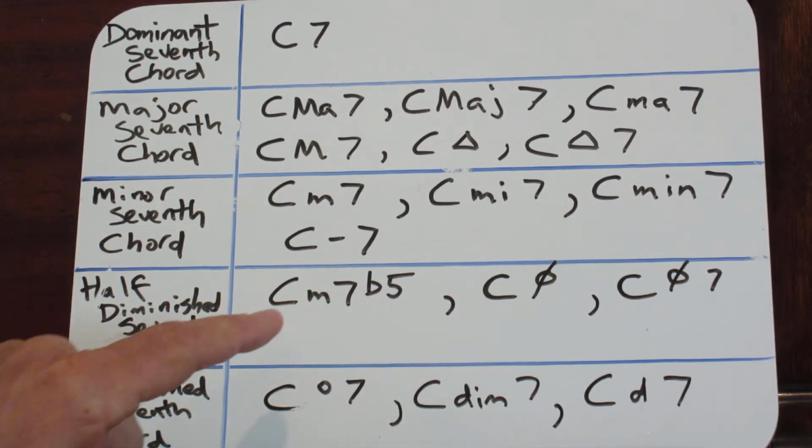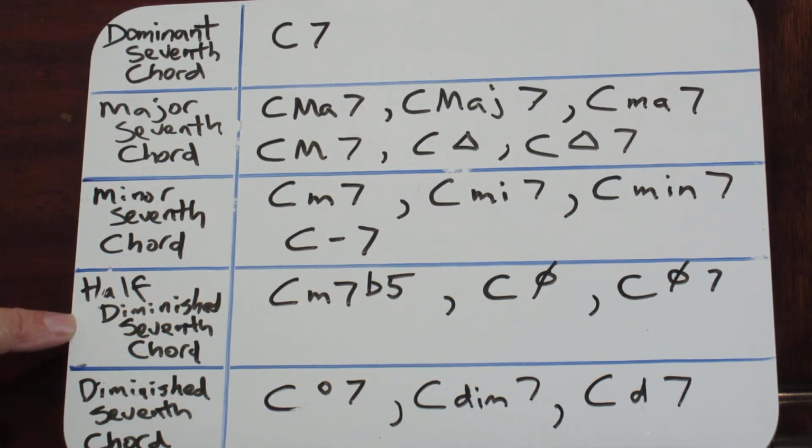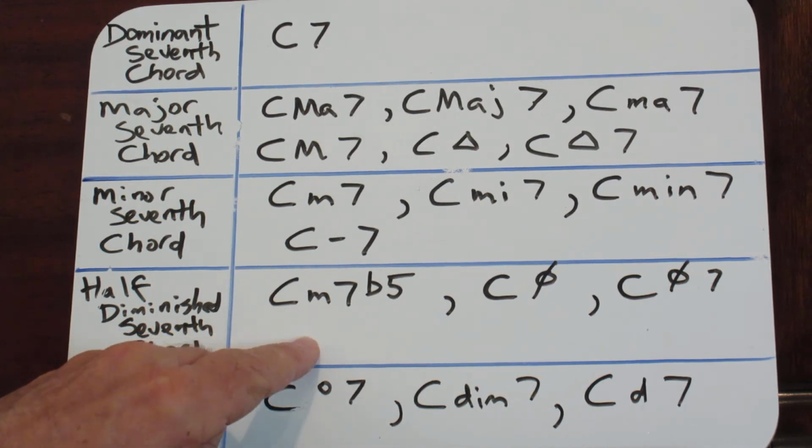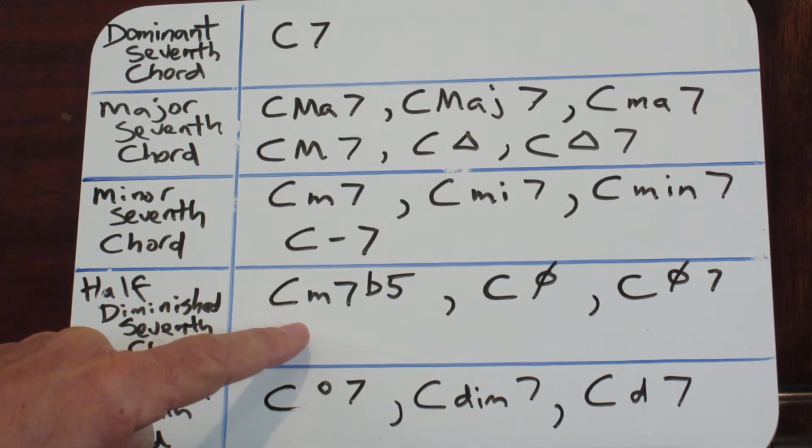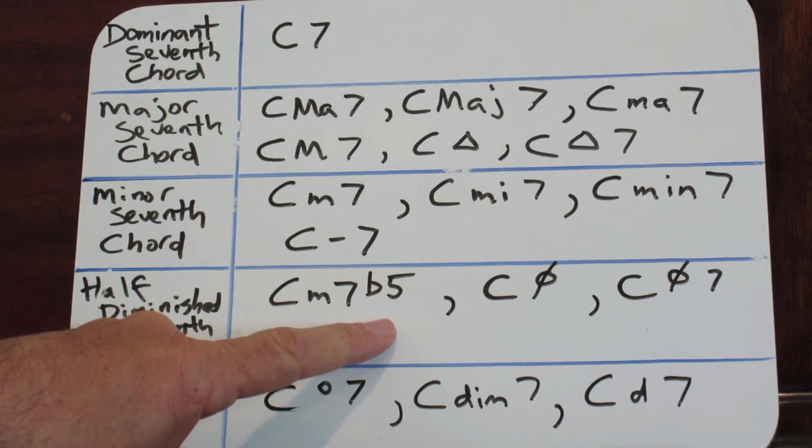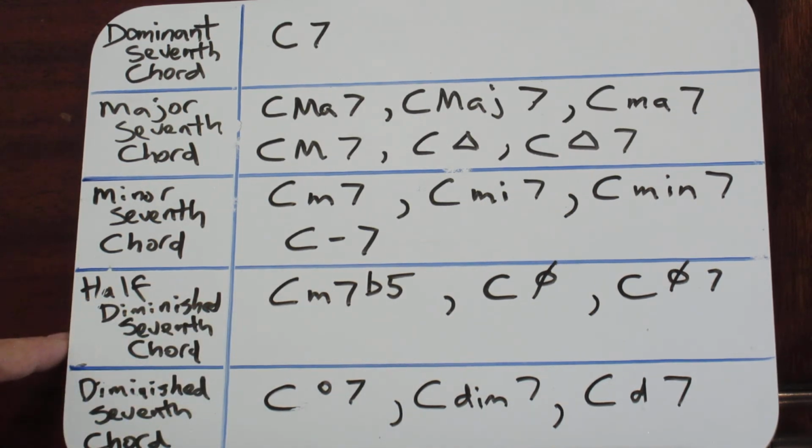7th chord. Okay? This term is more commonly used in classical and more traditional forms. In jazz and pop today, we typically use minor 7 flat 5 is what we usually call that chord. It's the same chord, all right?